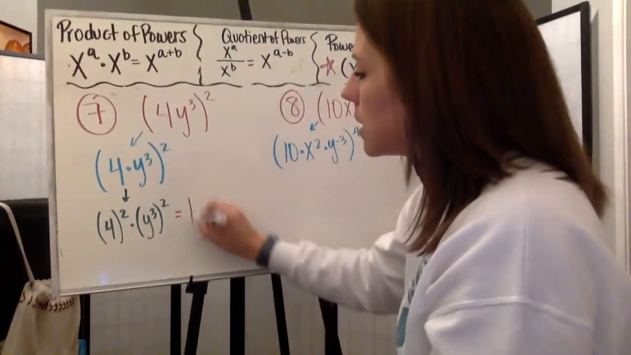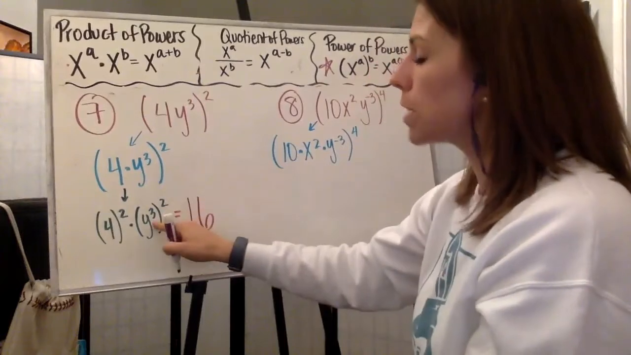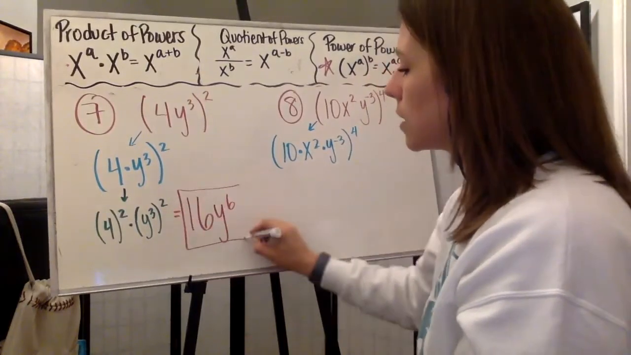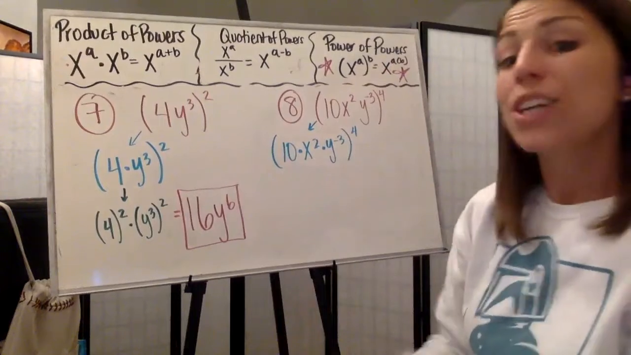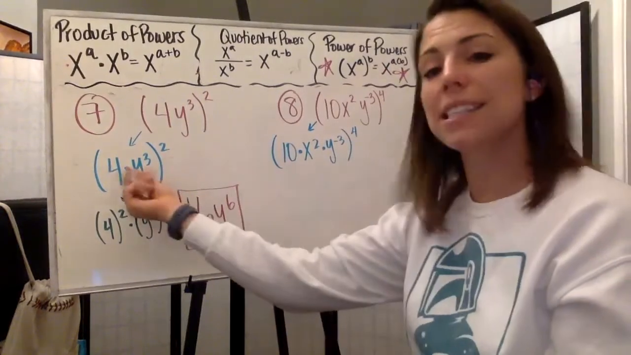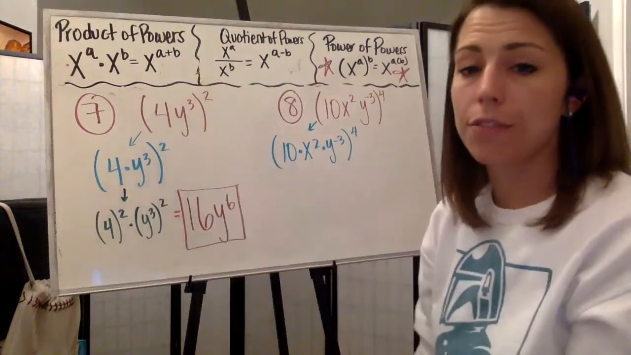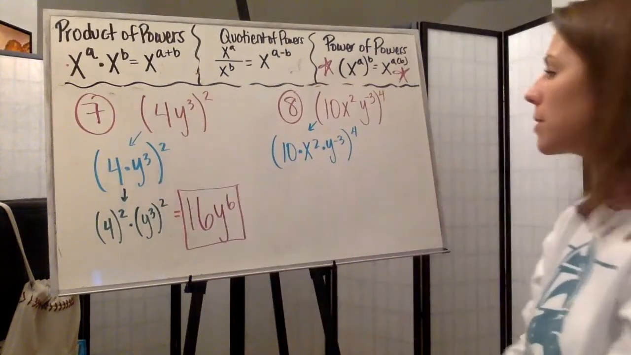So 4 squared is 16, and I have 2 groups of 3 y's, which means I have a grand total of 6 y's. And my final answer here is 16y to the 6th. You see how if you didn't separate these two, you would have forgotten to multiply 4 by itself. So separate your factors first.